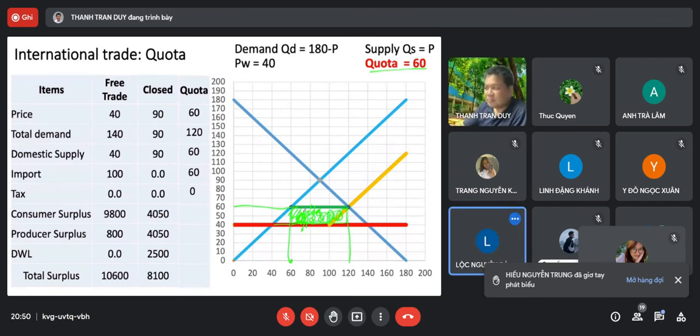I think consumer. No. Consumer does not take this one, because the new price is 60. Consumers have to pay 60, not 40 anymore. Consumers do not get this one. Producer. Producer only gets these areas. Okay.